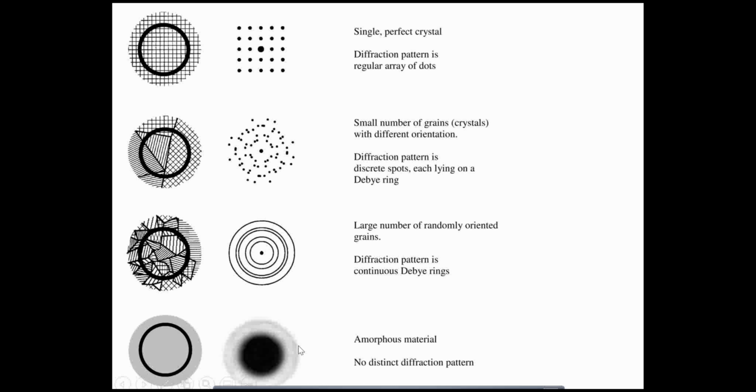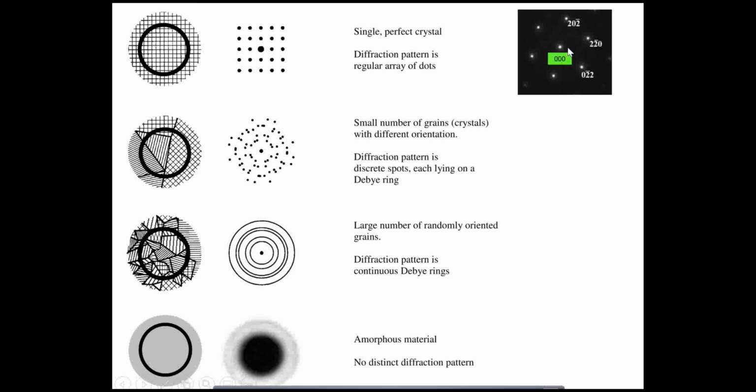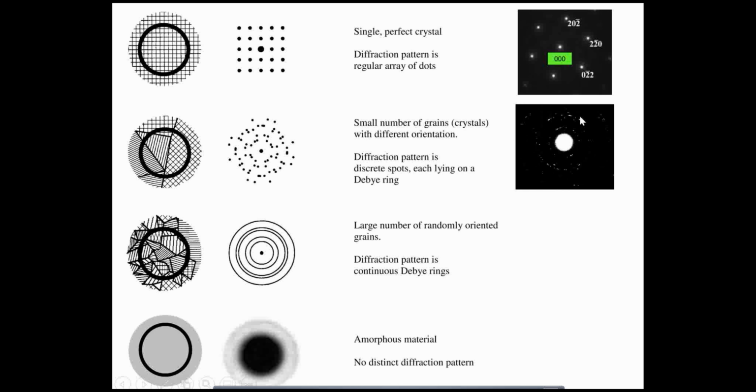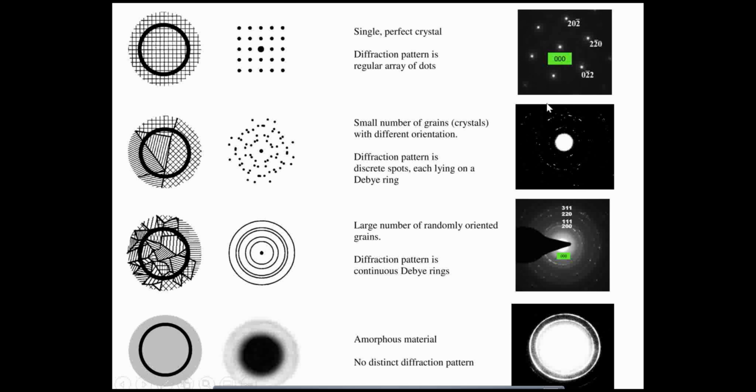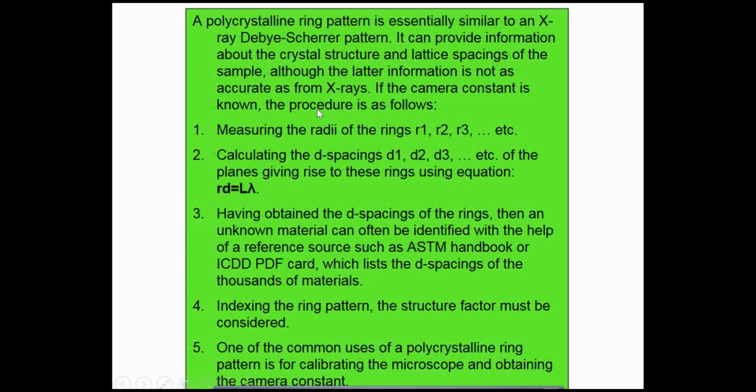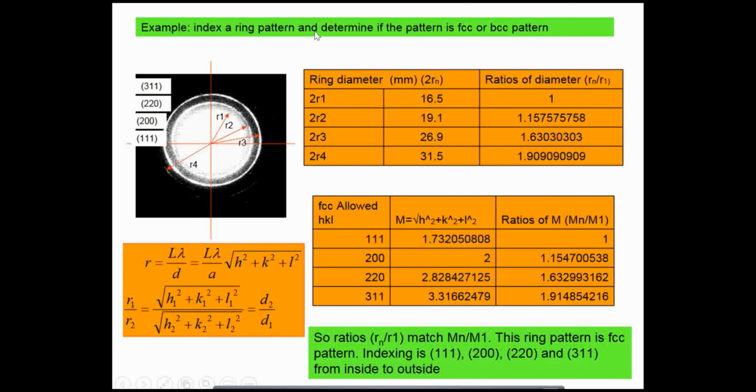So let us see. This is a perfect crystalline material, then this is the multicrystalline, this is a polycrystalline, and this is the amorphous. Now how do we index these rings, index these points? Let us first go for the rings. How do we index rings? You can stop here and read the steps. I will just solve an example for you.